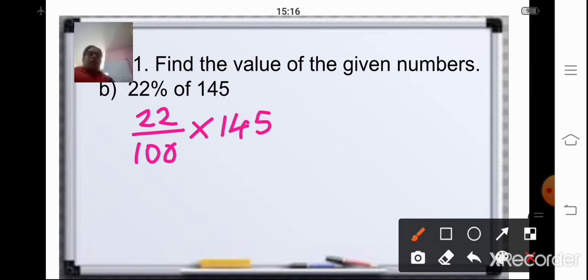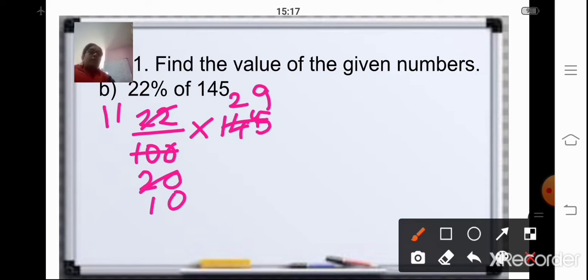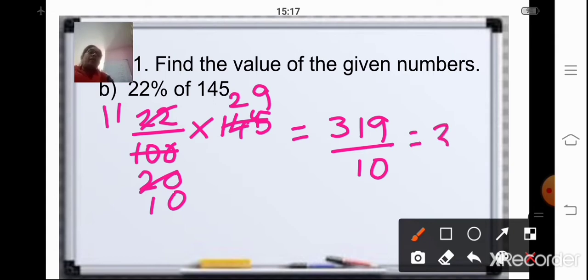Now here what you can do is, 145 and 100 are divisible by 5. 5 × 2 = 10, 4 carry over here. 5 × 9 = 45. 5 × 2 = 10 here and 0 here. Now again 20 and 22 are divisible by 2. 2 × 11 = 22. 2 × 10 = 20. Now when you multiply 29 × 11, you will get the answer as 319/10. Now when you divide this, your answer will be 31.9 using a decimal point.